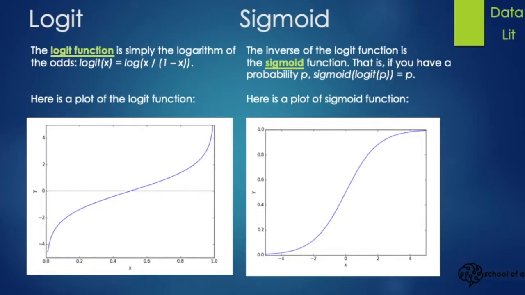So if we see the plot here for the logit function, it is not what we want for our logistic regression. So we have to use the inverse of the logit function, which is known as the sigmoid function. That is, if you have a probability p, the sigmoid of the logit of p will give you p. Here a plot of the sigmoid function will show you the difference between a logit function and a sigmoid function. We use the inverse of the logit function to get a clearer picture of what we need and how we can transform the line in a linear regression into an S curve for our logistic regression. Now let's see the math behind it.